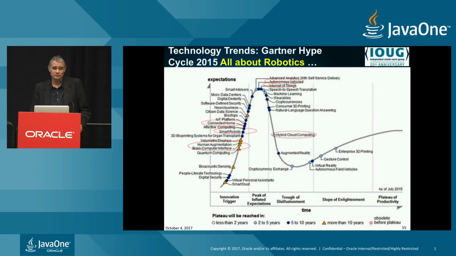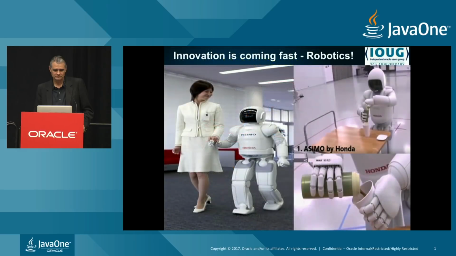2015 wasn't all about tech anymore. All of a sudden it was all about robotics, human augmentation, building your home to be connected. That's what became big. You go to Honda, a robot takes you to your meeting, pours you a cup of coffee along the way.